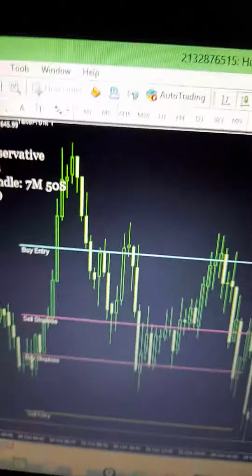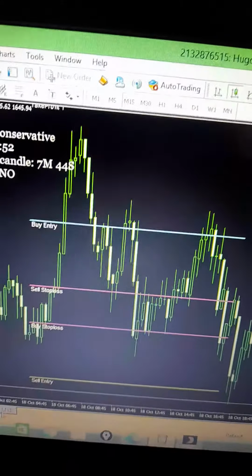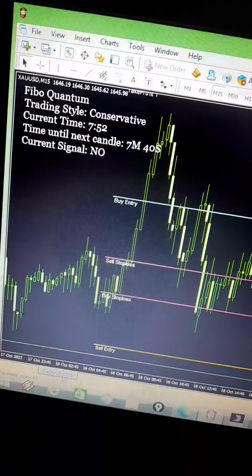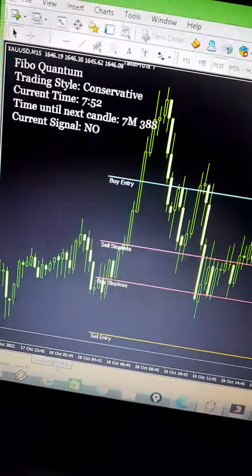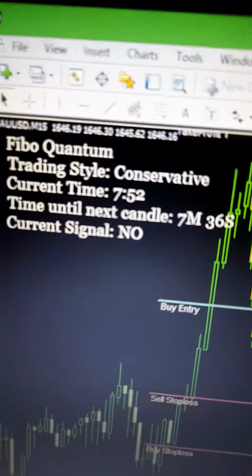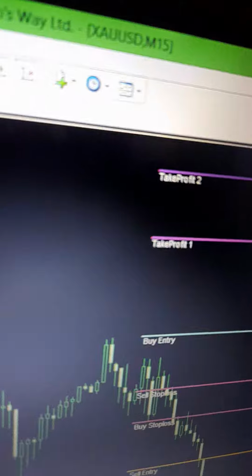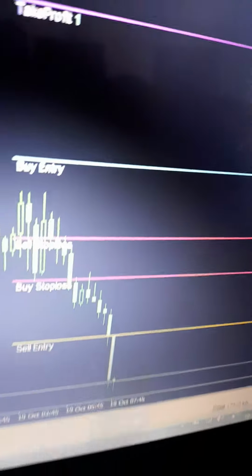Fibo Quantum, this system is hard to get. This one is an indicator, guys. That's not a robot. So for those people who prefer to trade by an indicator, Fibo Quantum is also available. This one is for Forex, currencies, and the Nasdaq gold. Like, as you can see, that's a gold. It's selling.